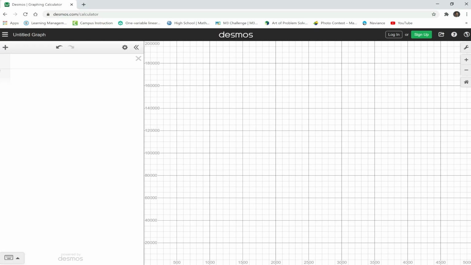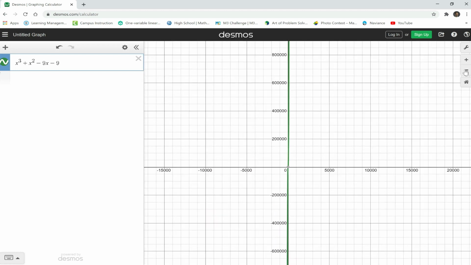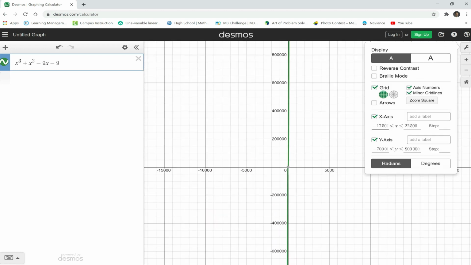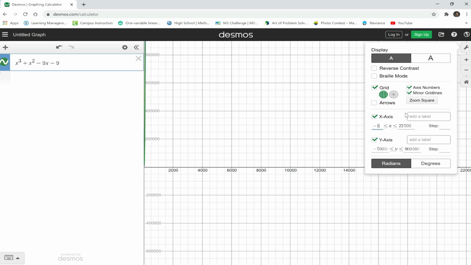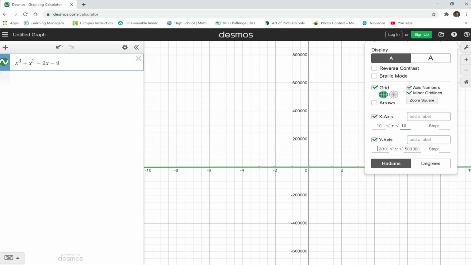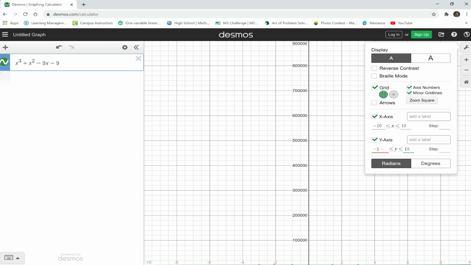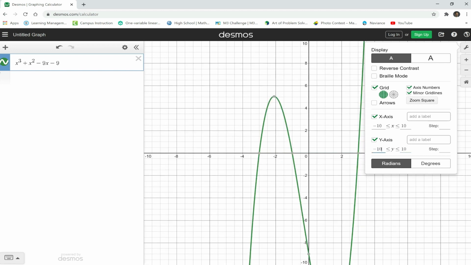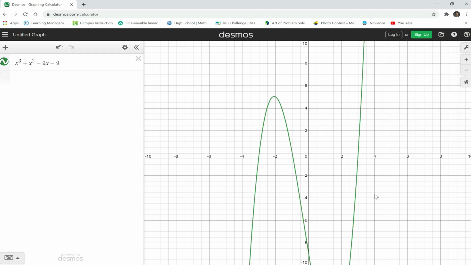So we're going to go to Desmos, and we'll type in our graph. X up to the third plus x up to 2 minus 9x minus 9. And let's just zoom out just a little bit. Let's fix our window. So negative 10, positive 10, negative 10, positive 10. And that's how our graph looked.